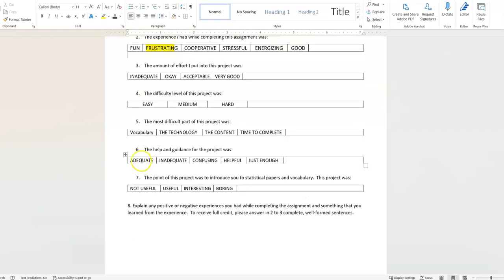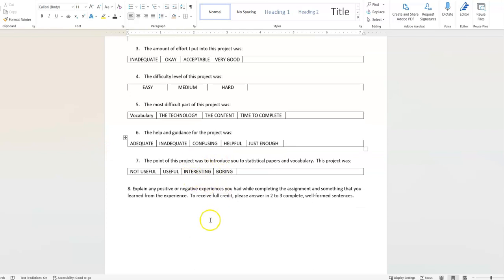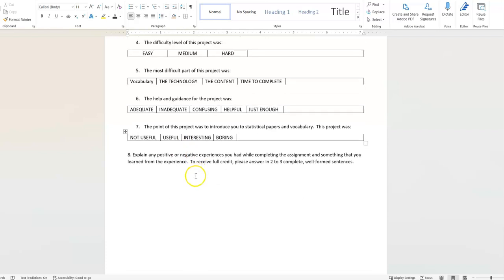The help and guidance was either inadequate or adequate or just enough or whatever. And then the point of the project was to introduce you to statistical papers and vocabulary. In that light, was the project useful or not? You can highlight more than one of these. And then explain any positive or negative experience you had while completing the assignment and something you learned from the experience. You might learn something from the article itself, like, wow, I had no idea this, blah, blah, blah.